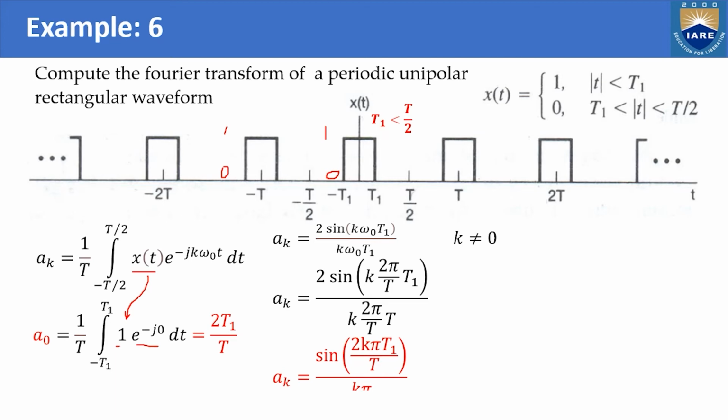For k equal to 0, that means e to the power of j0, it is again unity. If you integrate this, you will get 2T1. So 2T1 divided by T is the DC value of this waveform. And if T1 increases, what happens? The DC value increases. a_0 is nothing but the DC value.